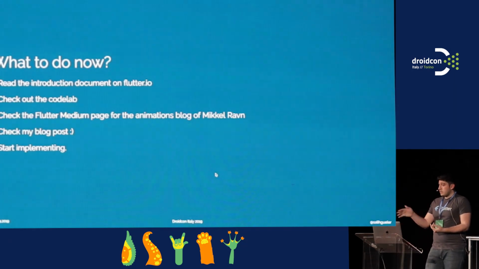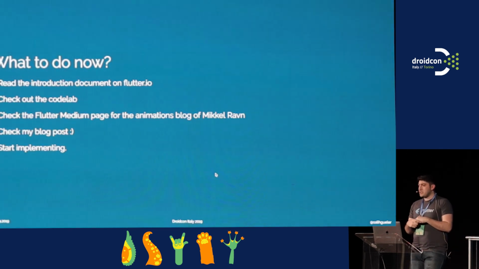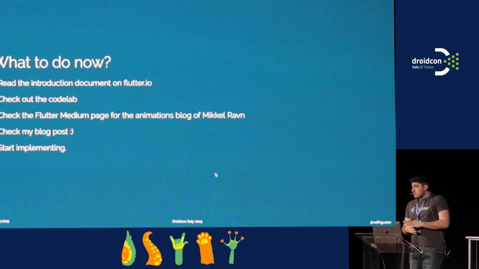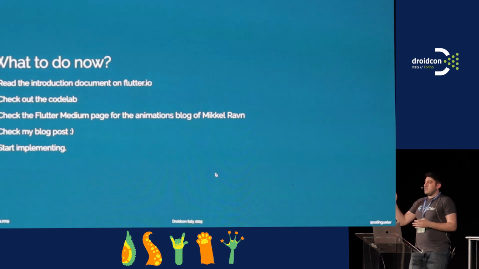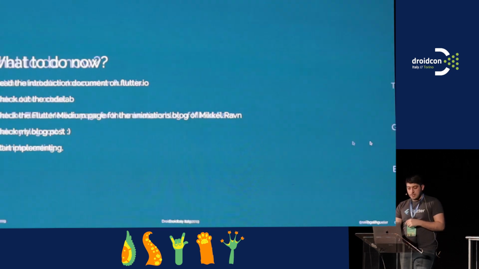So what to do now? I recommend you go ahead to Flutter.io. Right now it's Flutter Dev. And read the documentation about animations, because I always believe that reading is stronger than telling. At least it's for me. Check out the codelabs for Flutter to get used to it and see how it works, and of course see the animations. Check out the Flutter Medium page. There is a really good blog post by Mikkel Raun, who started from zero knowledge and went to advanced with these animations. Lastly, I also wrote a blog post. You can check this out and just start implementing.